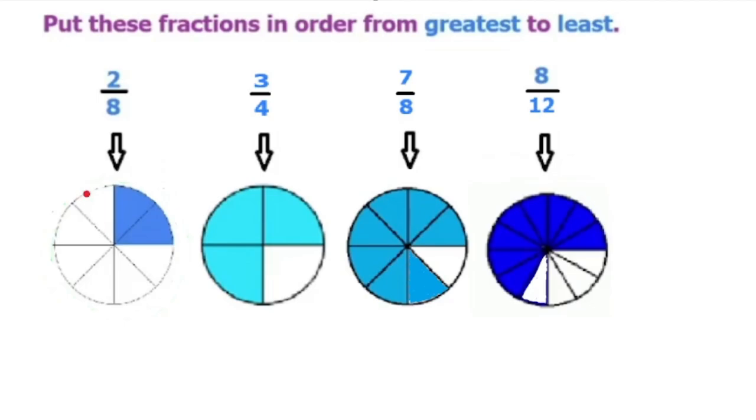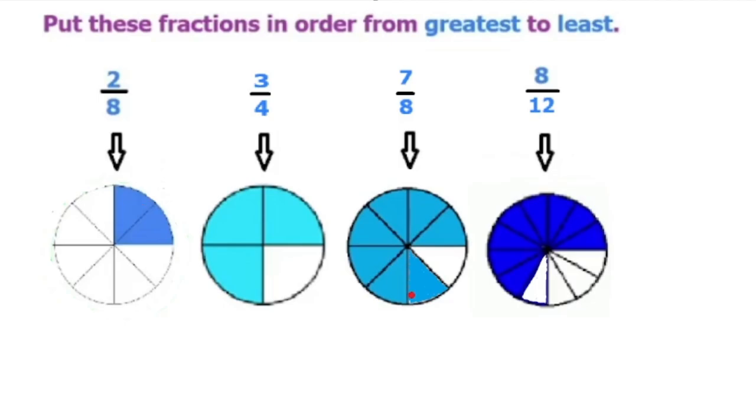For the first one, we would have a circle cut into 8 equal parts, and 2 of them would be shaded. So the circle here has 8 equal parts. Let's count them. 1, 2, 3, 4, 5, 6, 7, 8. And 2 are shaded. 3 over 4 would be a circle that would be cut into 4 equal parts and 3 shaded in.